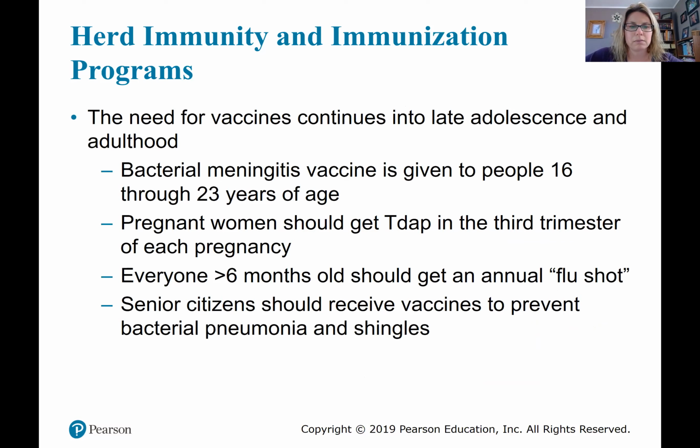Let's see. So we just kind of went over this. And then senior citizens, maybe if you have parents or grandparents, should get the shingles vaccine and also a vaccine for bacterial pneumonia. We talked about with the immune system, as you get older, your immune system isn't quite as potent as it was when you were younger. So being protected from pneumonia is going to be important as you get older.